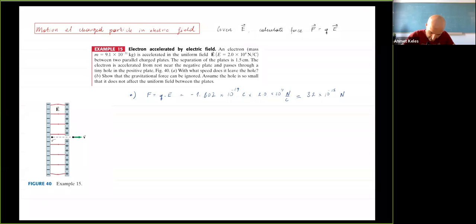Now let me use F is equal to ma, exactly like you said. So F is equal to m times a, then a is equal to F over m, which is equal to 3.2 times 10 to the minus 15 Newton divided by m, 9.1 times 10 to the minus 31 kilogram. And we need to remember Newton per kilogram is meter per second square. So this is going to be equal to 10 to the 15 meter per second square. Okay, I think that's exactly what some of you had.